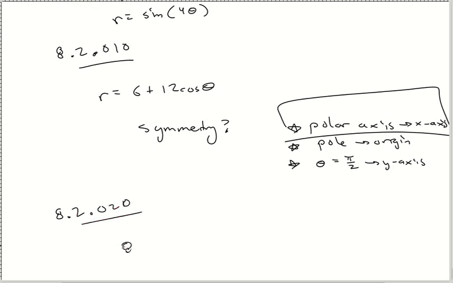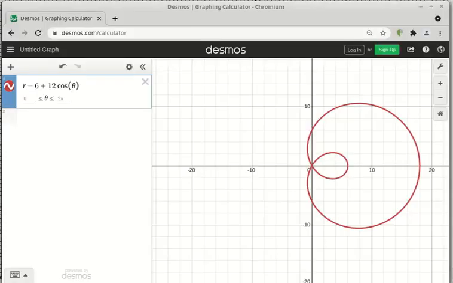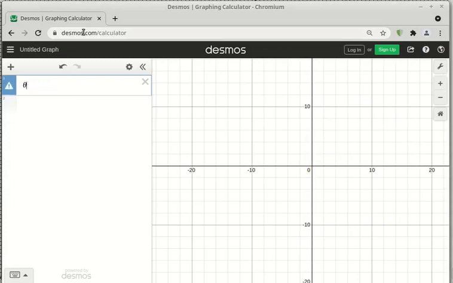8.2.020. I've got theta is equal to 5 pi over 6. And they ask, what's the graph of this? We're going to go back and do a line equation in a second, but let me just graph it for you. Notice that it was not r equals, it's theta equals. Theta equals 5 pi over 6. And nothing comes up. So how am I supposed to get the graph?